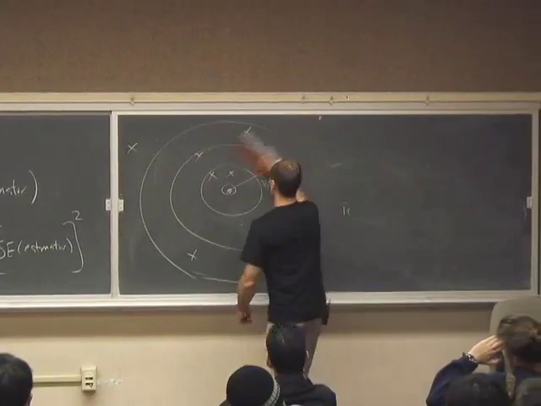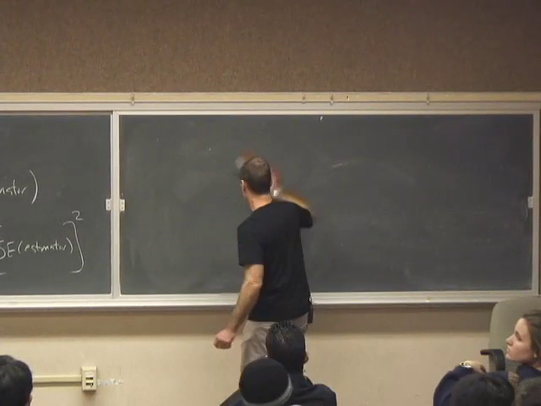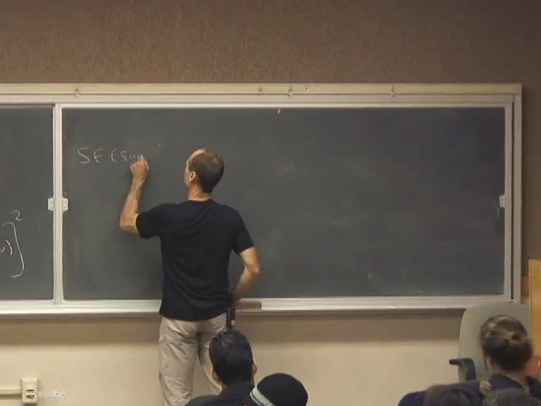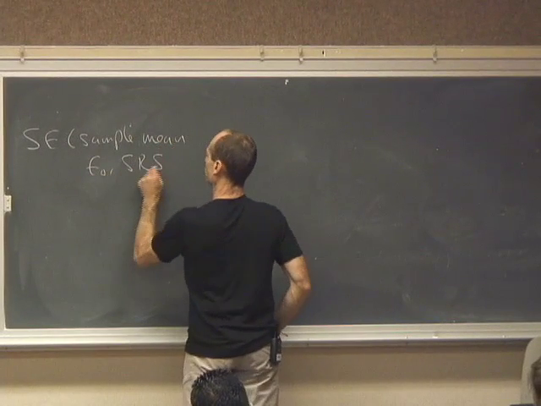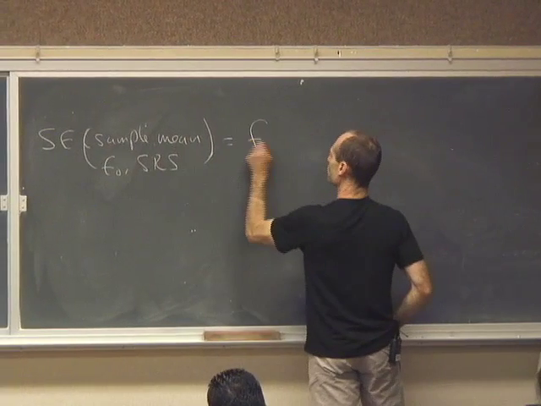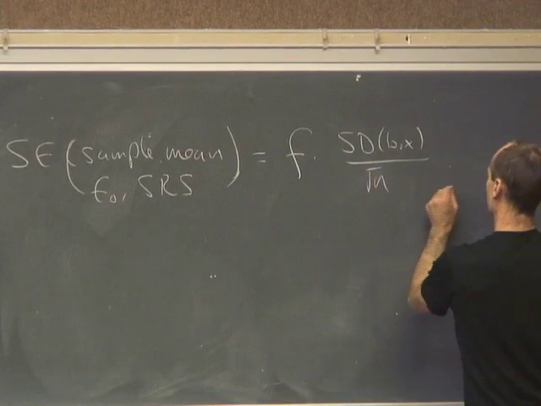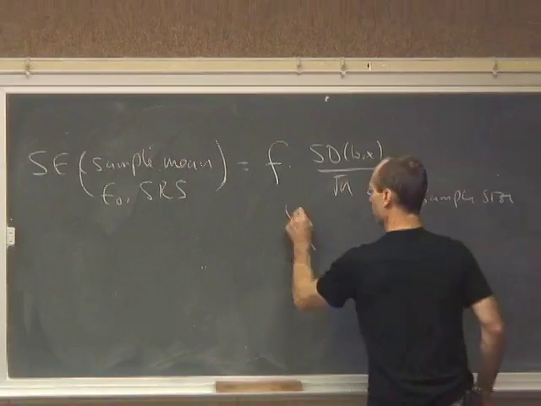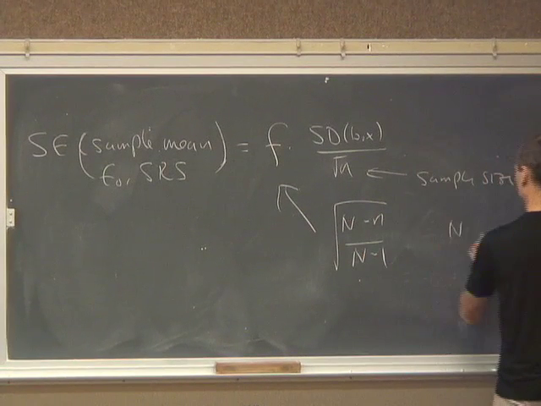Okay, we've got SD box over root n. And this is a simple random sample, so there's one more thing in that. Yep. So SE of the sample mean for a simple random sample is equal to finite population correction times the SD of the box over root n, where n is the sample size, and f is the square root of N minus n over N minus 1, where N is the population size.